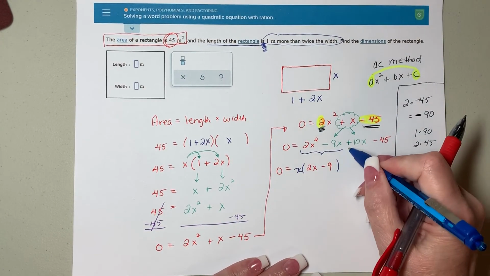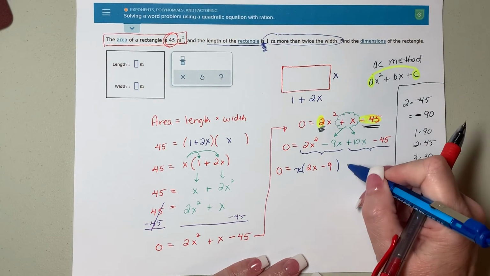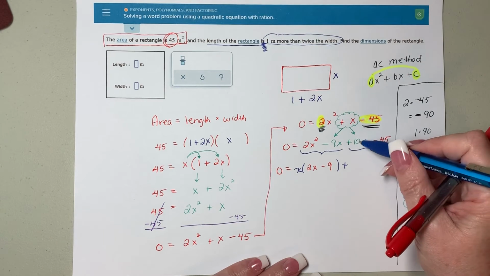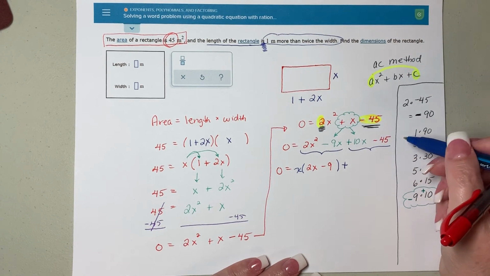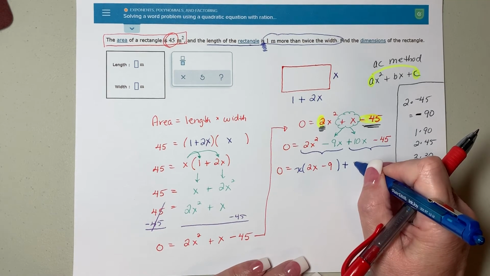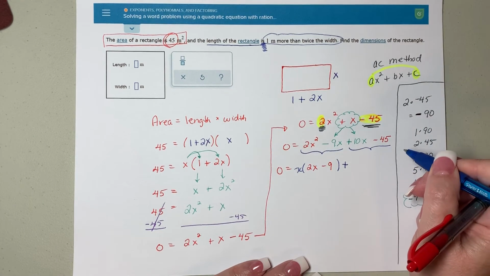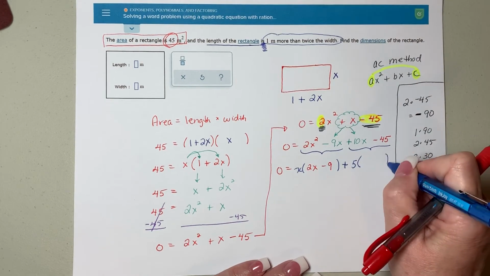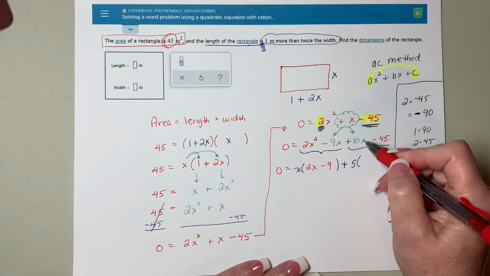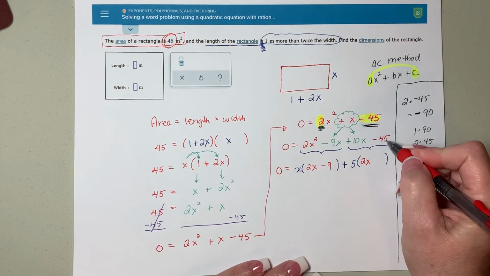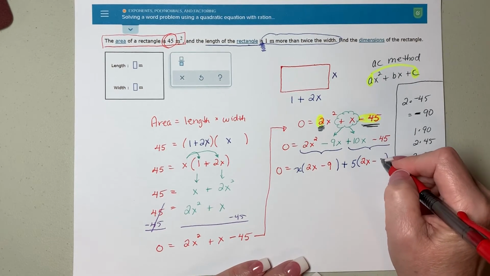Then I'm going to look at the back 2. Since that's a positive 10, I know there's got to be a positive sign here. And 10x and a negative 45. The only thing I can pull out of there is a 5. Yeah, 5, because 10 won't work. So I pull out a 5. 10x divided by 5 is 2x. Negative 45 divided by 5 is a minus 9.